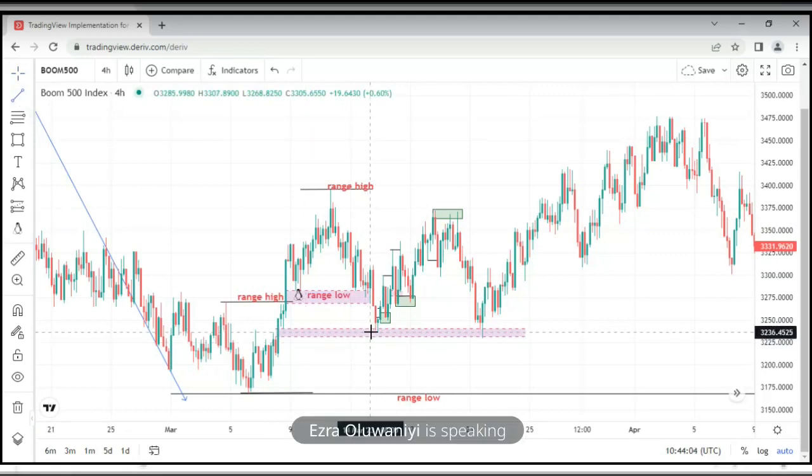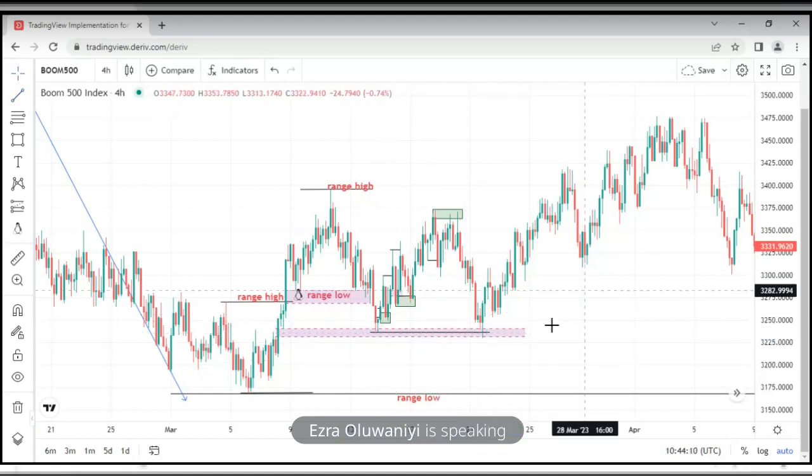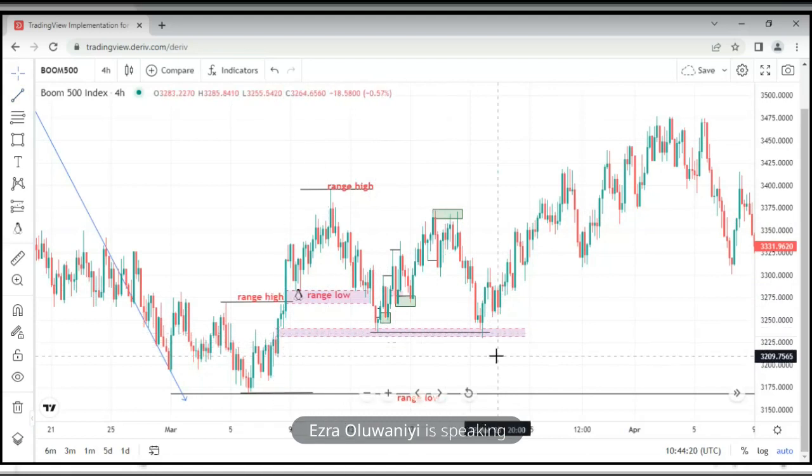I marked this place, I can't remember for my student, but I should still have the chart because I keep record of all my chart analysis. So now this place had become an inducement because we still have a little imbalance to come back and fill. So price came back, filled all the imbalance and started going up.